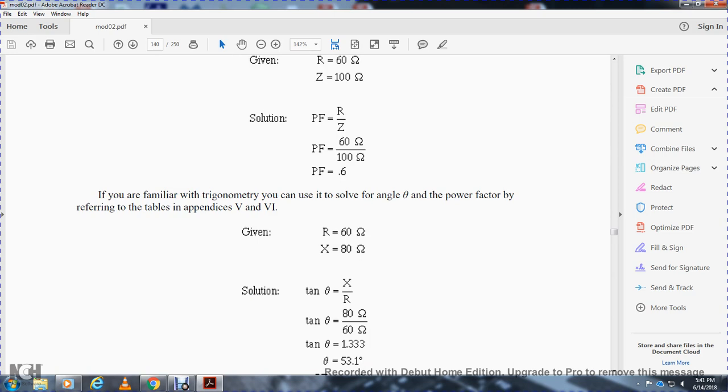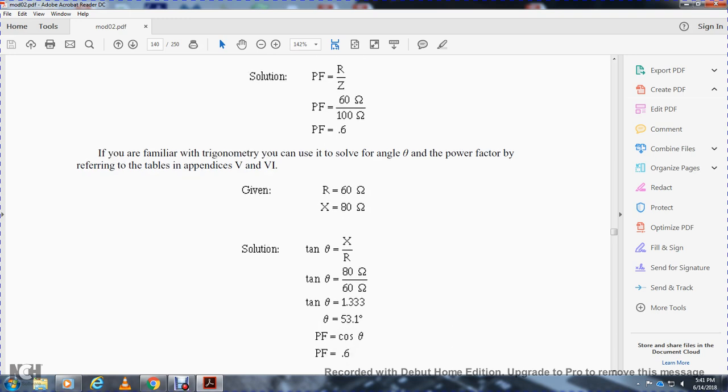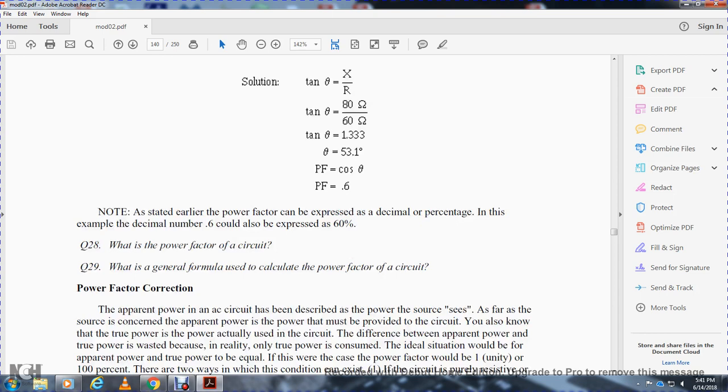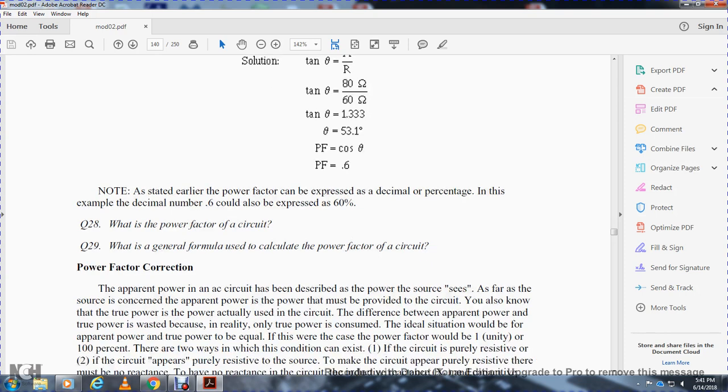If you're familiar with trigonometry, you can also solve for the angle and the power factor, referring to the table in appendix 5 and 16. Resistance is 60 ohms, reactance is 80. Tangent is reactance over resistance, 80 over 60, 1.33. Then you take the angle of the tangent 1.33, you get the angle of 53.1 degrees, and therefore your power factor is the cosine, 0.6. Note, as stated earlier, the power factor can be expressed as a decimal or percentage. In this example, the decimal power factor is 0.6, which should be expressed as 60%.